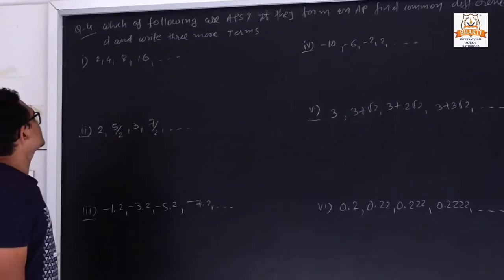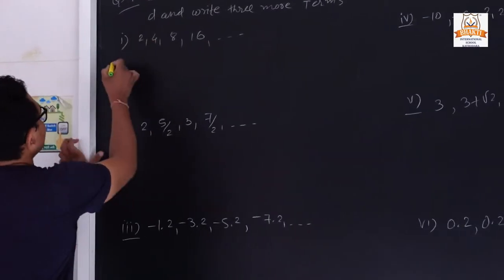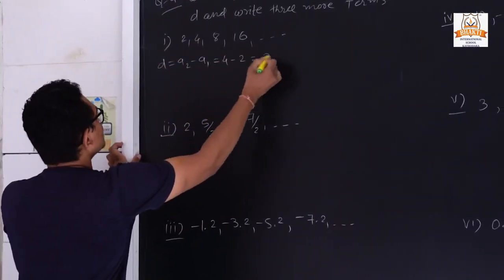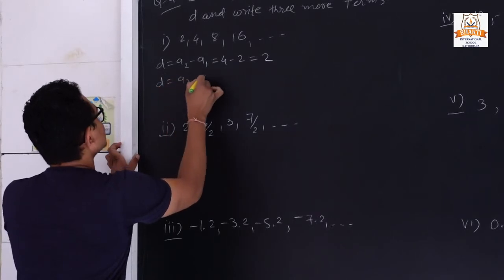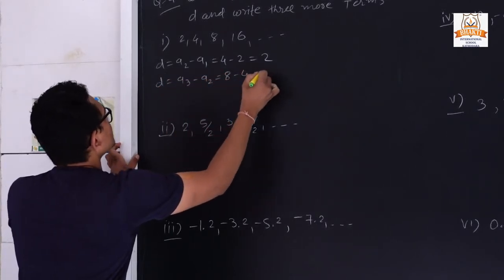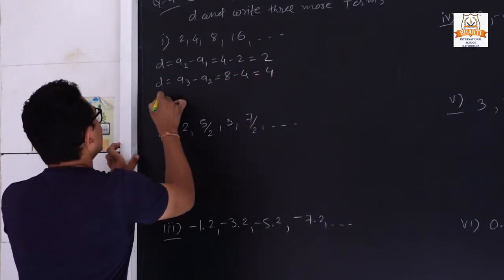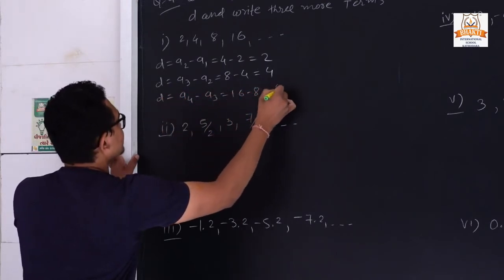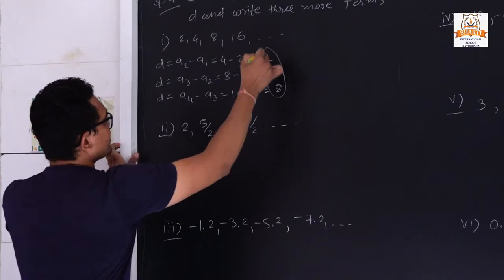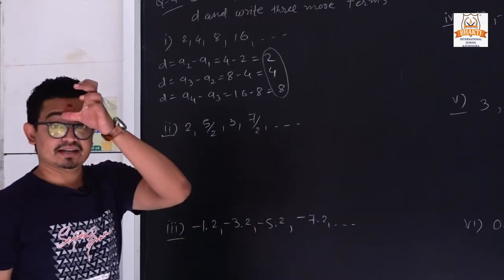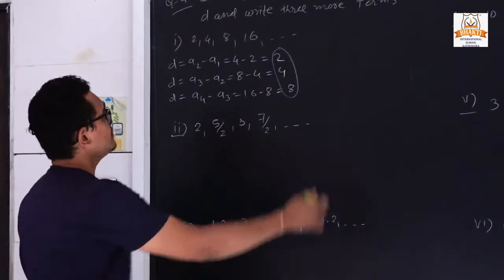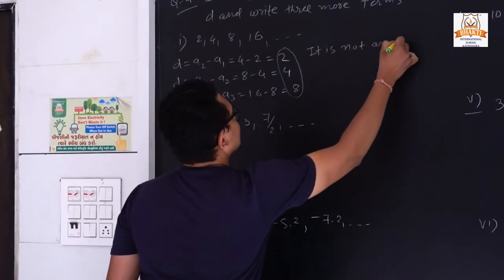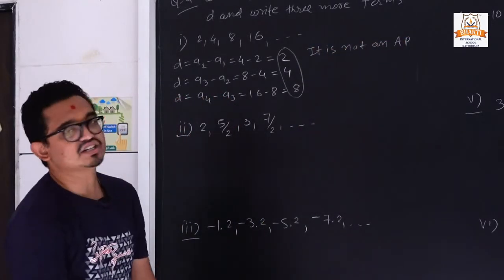For the first question, first of all we find the differences. A2 minus A1: 4 minus 2 is 2. Once again, 3 minus 2, so 8 minus 4 is 4. And D, 4 minus 3, so 16 minus 8 is 8. So see that the difference is not the same. Clear? The difference is not the same, so we can say it is not an arithmetic progression.